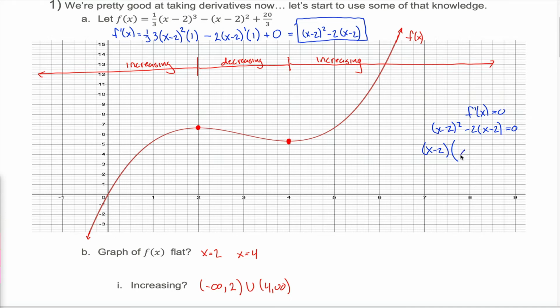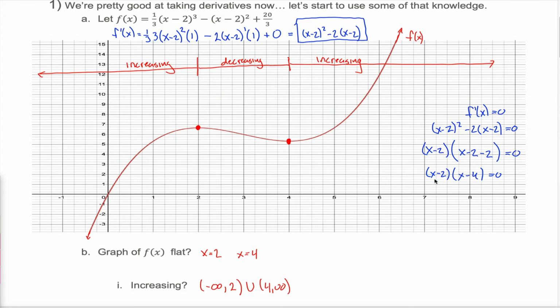Well, from this term, we'd still have an x - 2 because there were 2 of them because it was squared. And from this term, if this x - 2 is gone, I just have a minus 2 left over here. So I can factor this equation in this form. And since x - 2 - 2 is just x - 4, figuring out when f'(x) equals 0 is equivalent to figuring out when (x - 2)(x - 4) = 0.